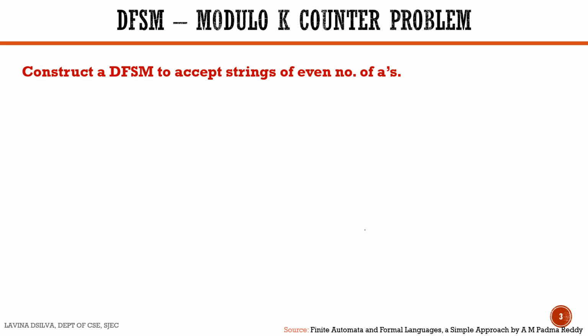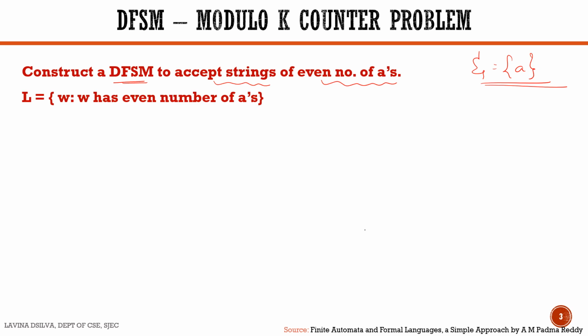I'll take an example to explain this concept of DFSM construction. The question is to construct a DFSM to accept strings of even number of A's. So we know that the alphabet is only A. For this alphabet, we construct the DFSM, which can also be written as L equal to W, where W consists of all strings which have an even number of A's, only A's.